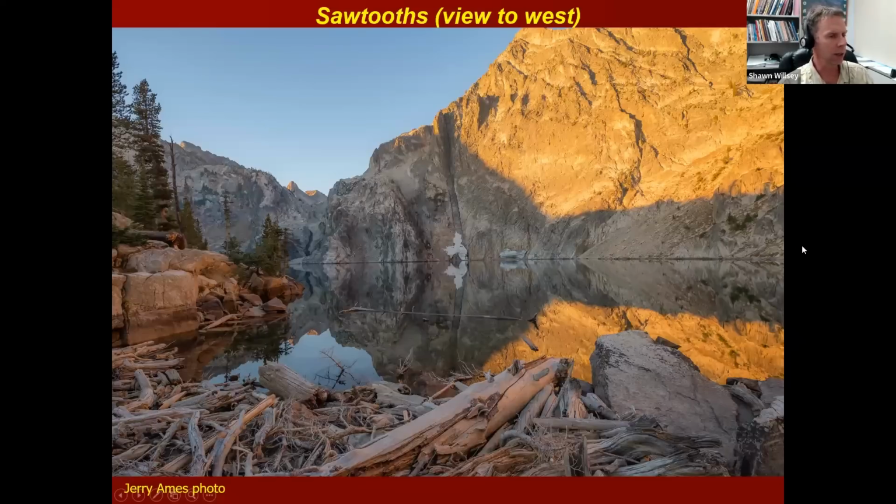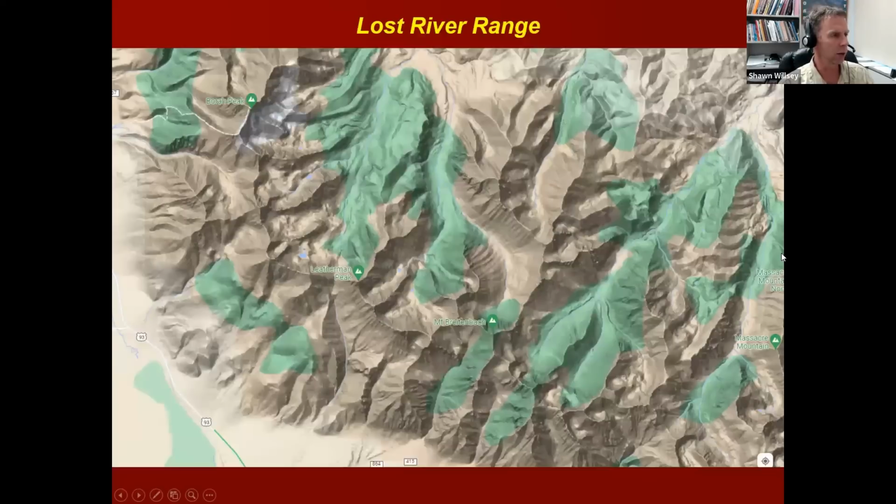So now that we've looked at the Sawtooth, let's head over to the Lost River Range and make kind of a similar comparison. So here's Highway 93 in the bottom left corner. If you head south on that highway, you'll end up in Mackay and Arco, Craters of the Moon.